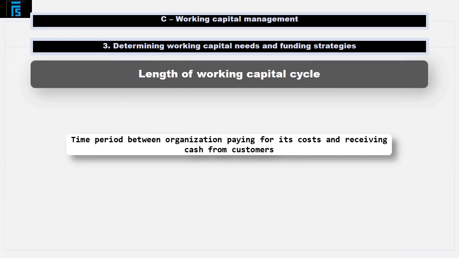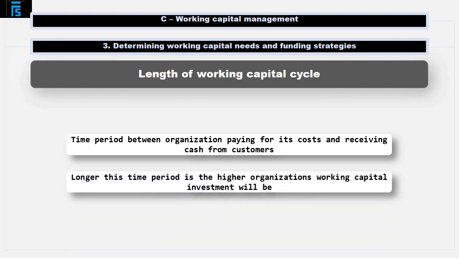The length of the working capital cycle. This is the time period between the organization paying for its costs and receiving cash from its customers. These depend on the organization's industry. The working capital cycle is explored in earlier videos. The longer this time period is, the higher the organization's working capital investment will be.